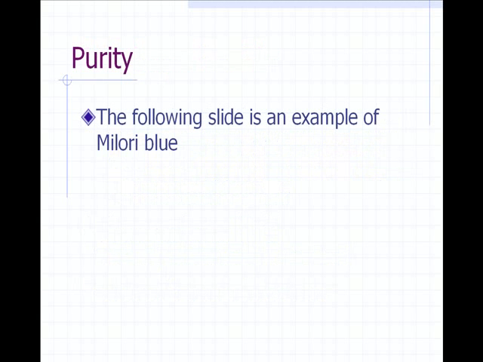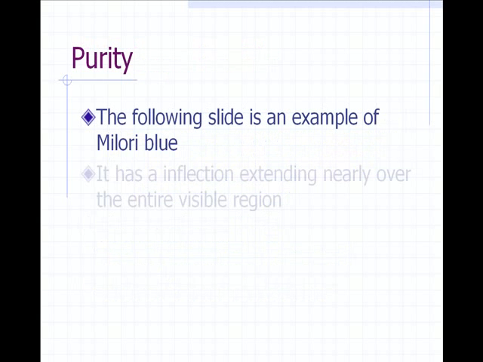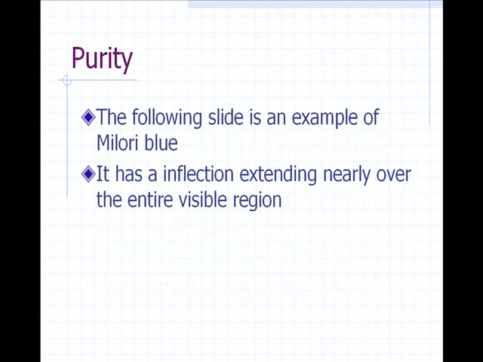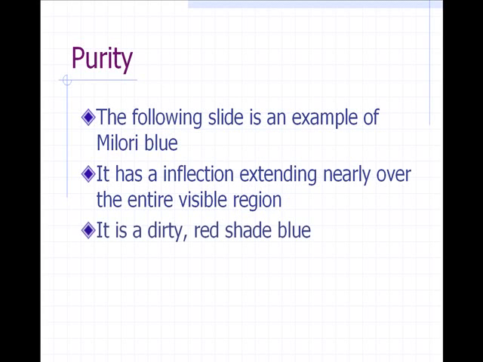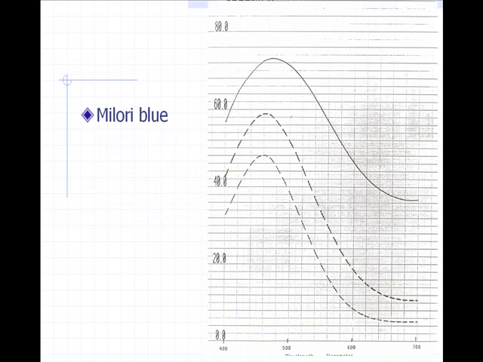Purity, continued. This is a slide of Midori blue. It has an inflection extending nearly over the entire visible region of the spectrum. It is a dirty red shade blue, and it looks like this. Now look at that compared to the phthalo blue we just looked at before, and we see that it's much more spread out, much less pure, and a dirtier pigment than the organic phthalo blue was. We can see that again by looking at the curves and not just at the color itself.